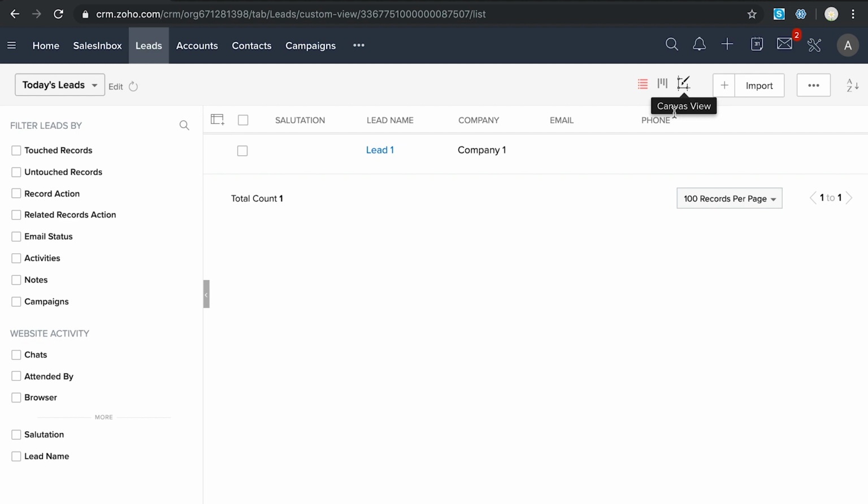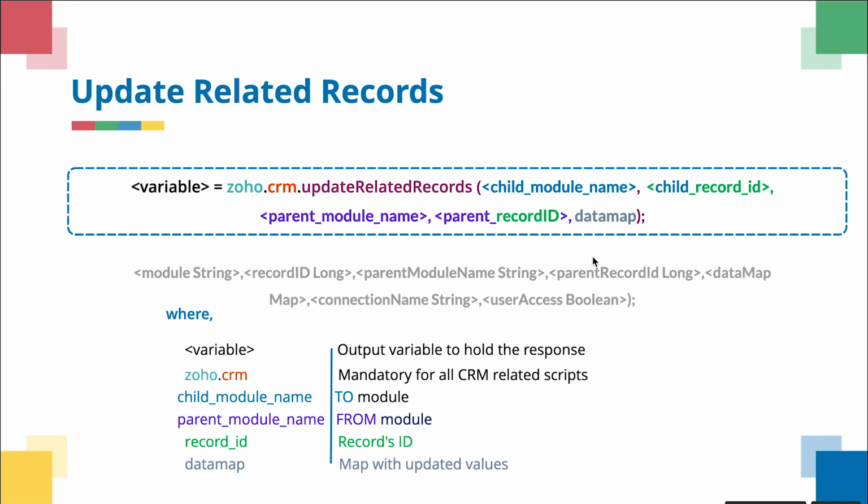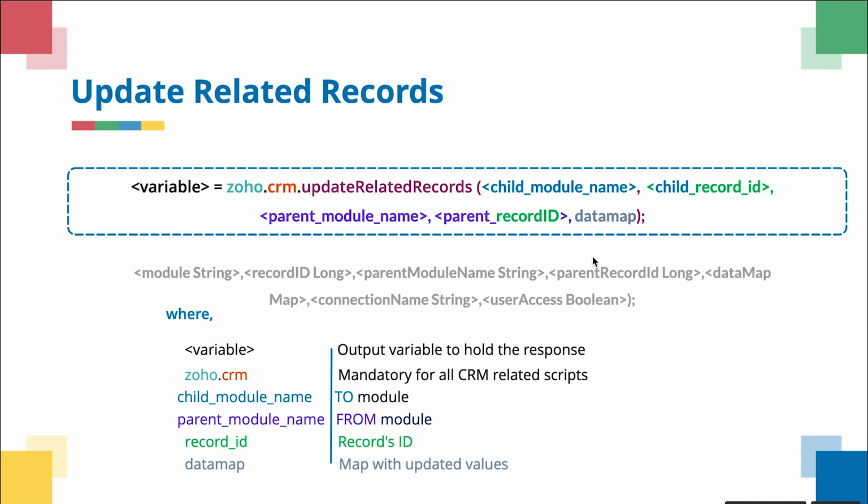Now, for such types of relationships, we can update the related list of each other with the help of update related records. All right. There are a couple more, like campaigns to leads. We have campaigns to contacts. And then we have products to leads, products to accounts, products to contacts, products to potential, and of course products to price books. All right.